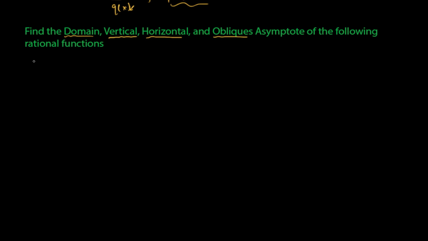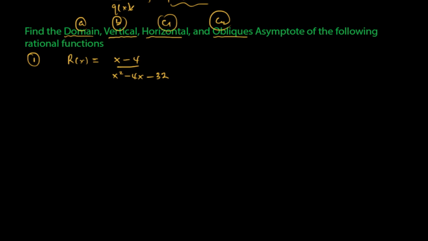The very first rational function we'll be considering today is r of x equals x minus 4 divided by x squared minus 4x minus 32. For this rational function, we want to find the domain, we want to find the vertical asymptote, and then we want to find either the horizontal asymptote or the oblique asymptote.